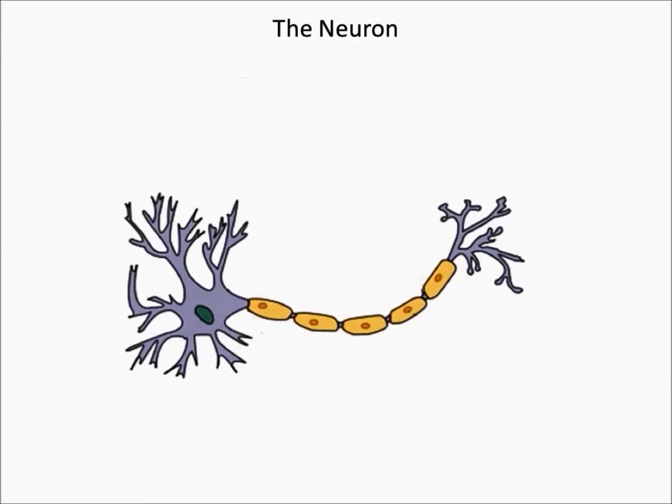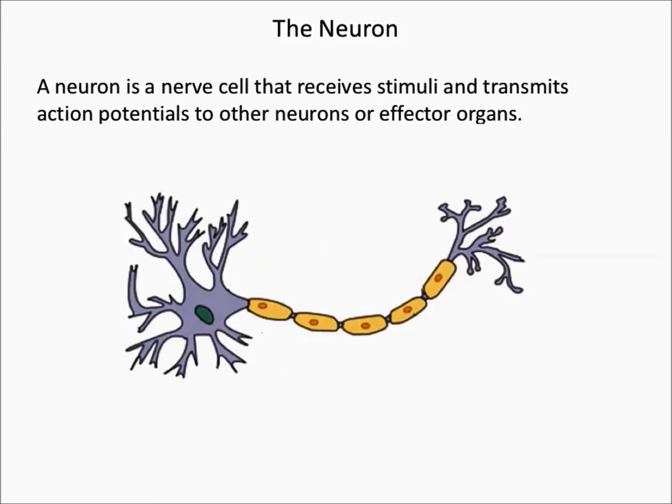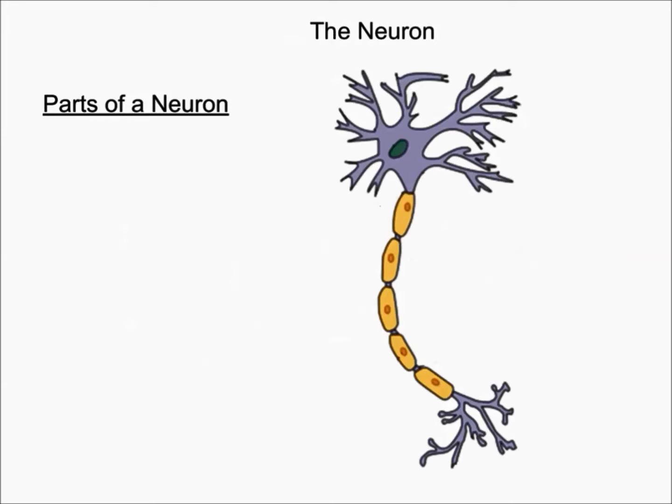The main cell of the nervous system is the neuron. A neuron is a nerve cell that receives stimuli and transmits action potentials to other neurons or effector organs. There are several parts of a neuron, with each part serving a specific function for that neuron.